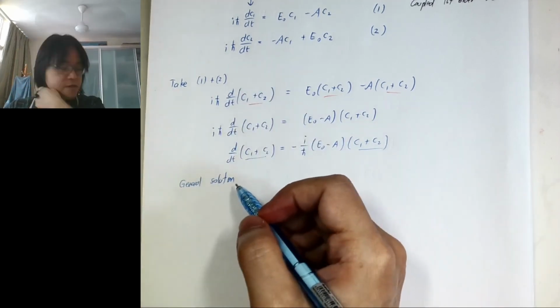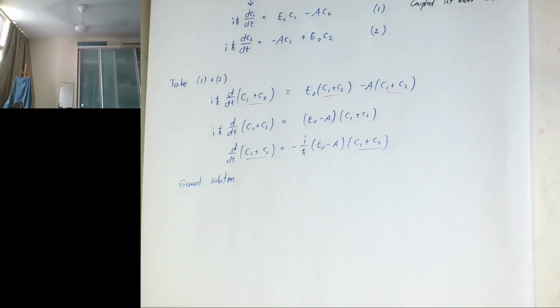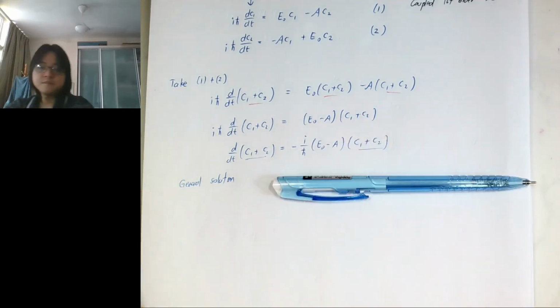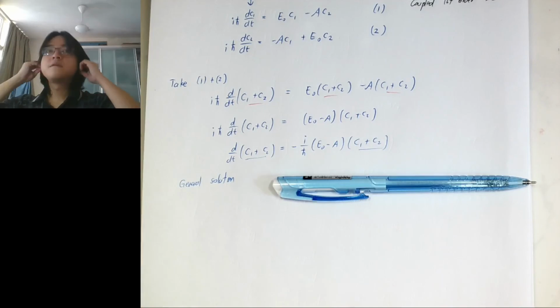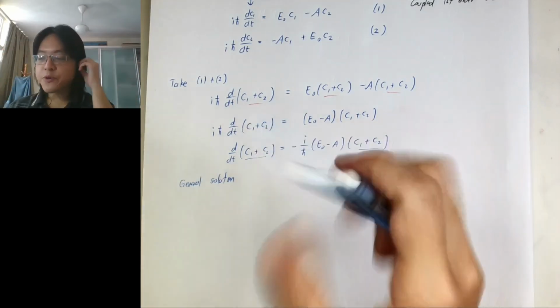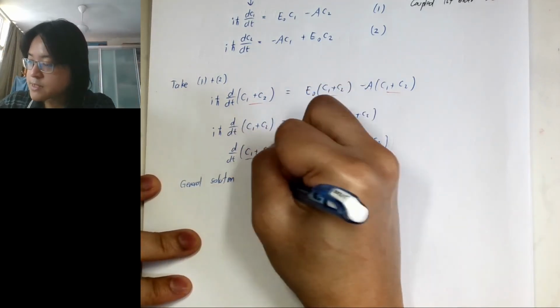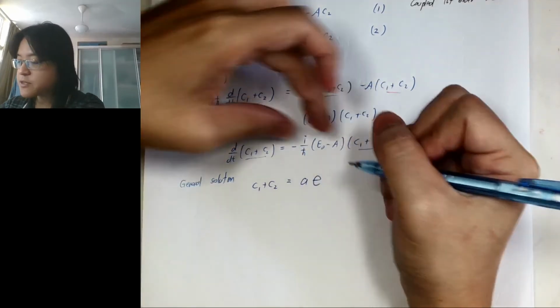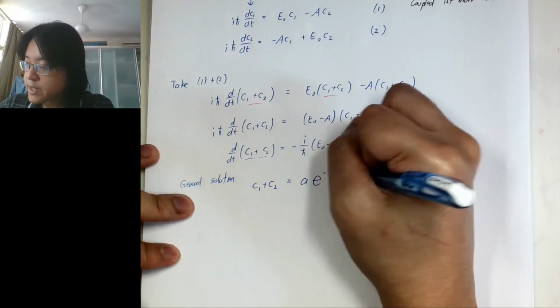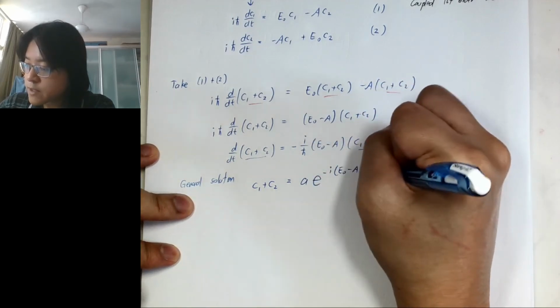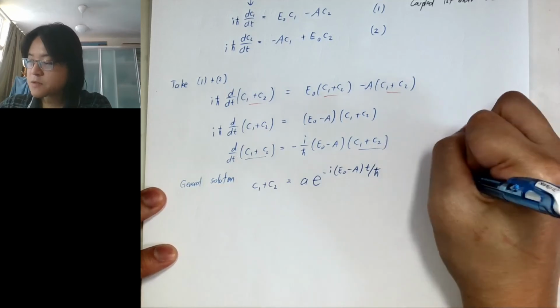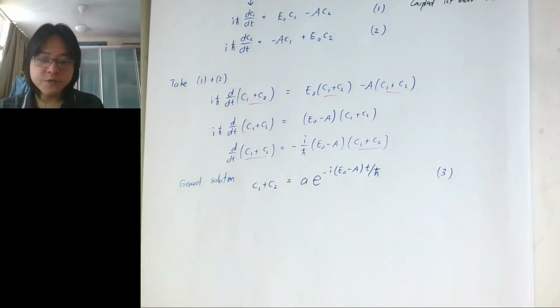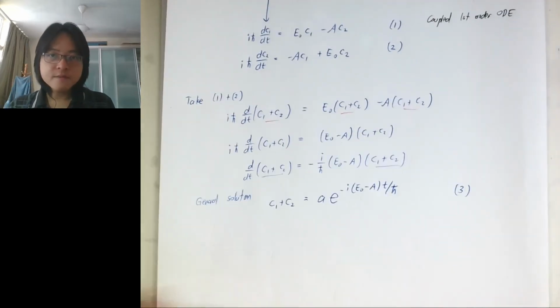I'm running out of ink. Hang on. So the general solution is the exponential, right? So C1 plus C2 is a constant, right? And then I got the exponential of this. So minus i (E0 minus A) t over ħ. Okay, so this is my solution for C1 plus C2. Clear so far? A little bit.